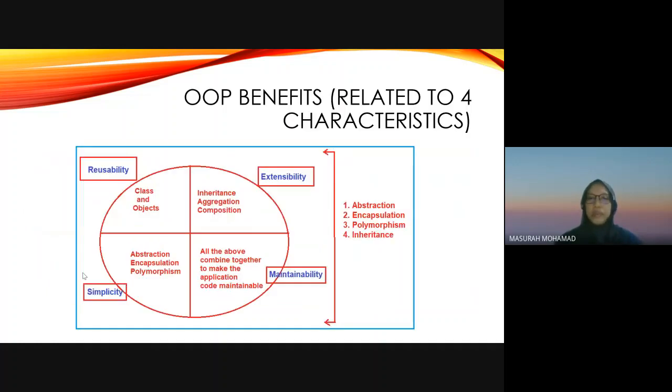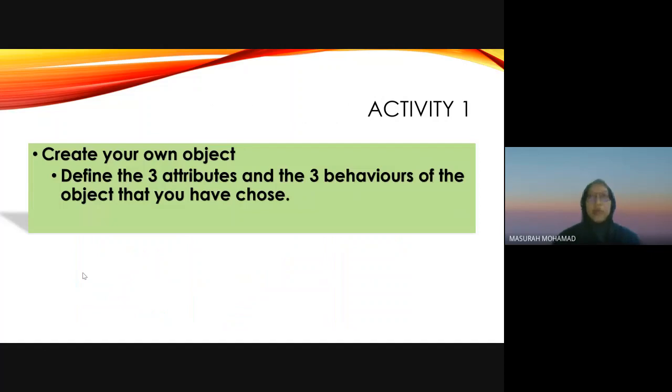Okay, so the last one, another benefit of OOP. Instead of reusability, simplicity, extensibility, we also can easily maintain it. Okay, and all of these we get from the four characteristics of object-oriented programming, which are abstraction, encapsulation, polymorphism, and inheritance. All right, so that's all for this chapter.